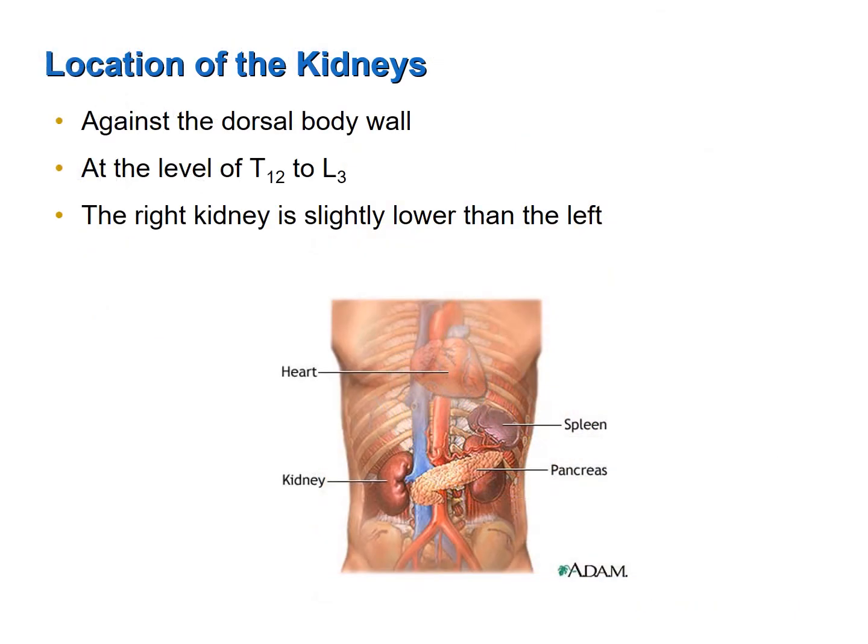Let's start our discussion on the organs of the urinary system by focusing first on the kidneys. So the kidneys are found against the dorsal body wall. They are not found in the peritoneal cavity. They are behind or posterior to the peritoneum, in what's called the retroperitoneum. They are at the level of the 12th thoracic vertebra to about the 3rd lumbar vertebra, and the right kidney is lower than the left kidney because of the position of the liver. The kidney is shaped like a kidney bean, and it's a little bigger than your fist.